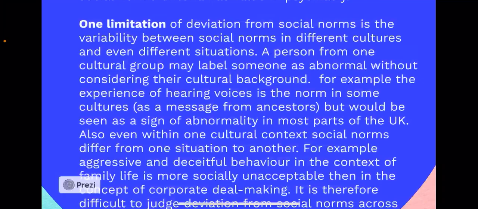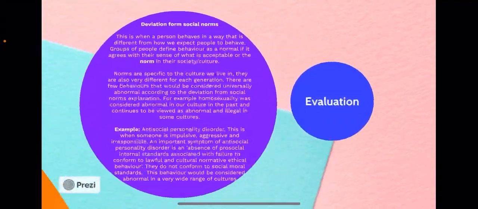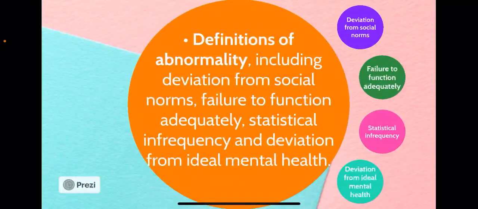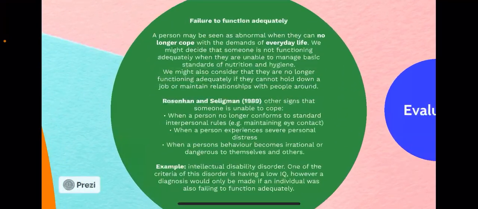So the deviation from social norms definition could be culture bound, and culture needs to be considered. We need to consider cultural relativity with that. The next definition is failure to function adequately.